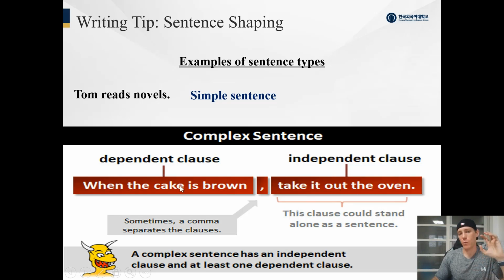You need to have this one and this one together. Otherwise, it doesn't make sense. If I say, when the cake is brown, what? When the cake is brown, what? We need to know something else. So, when the cake is brown, comma, take it out of the oven. So it's telling us what to do. So when we have a complex sentence, we have an independent clause here and a dependent one that needs the other, depends on the other one.